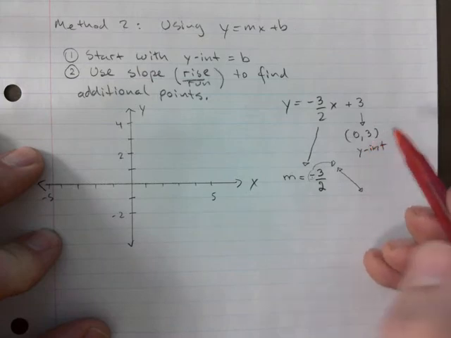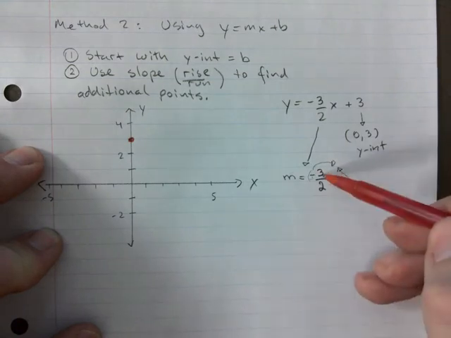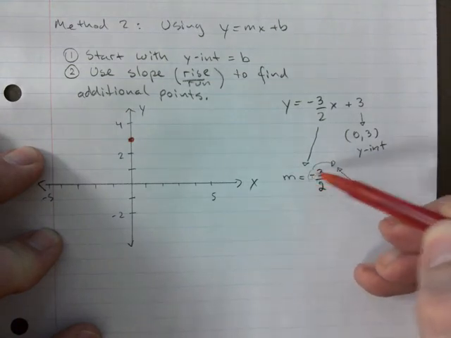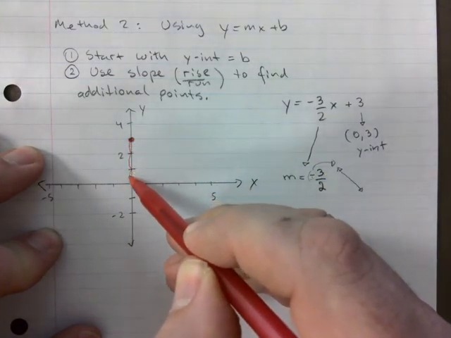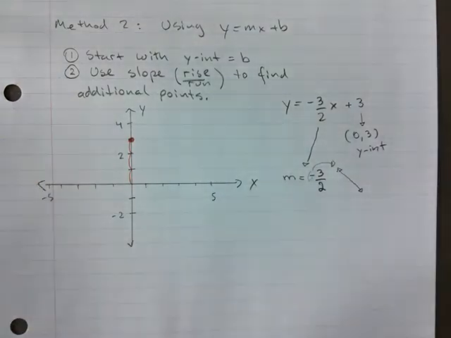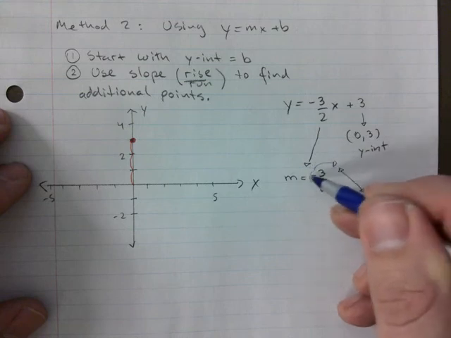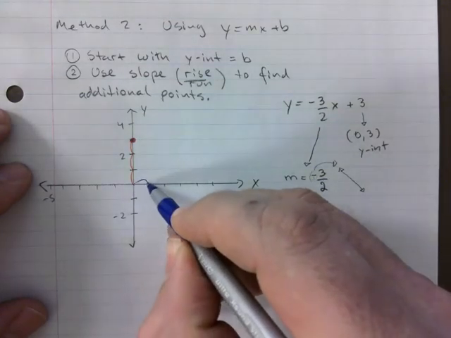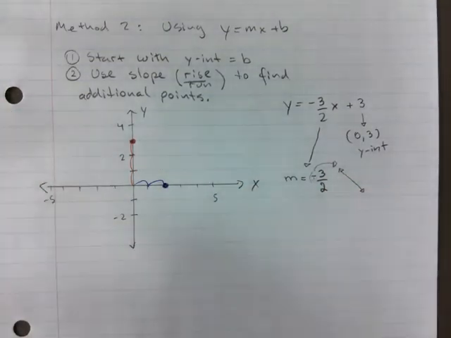So let's start here, (0, 3). And we're going to drop 3, right? The negative applies to the 3, so I'm going to drop 3. So 1, 2, 3. And how many am I going to run? 2. Which way? Always to the right, because I make the negative go up. So 2 goes 1 and 2. So that's my second point right there, which right now happens to be the exact same one as my x and y intercept. It won't always be.